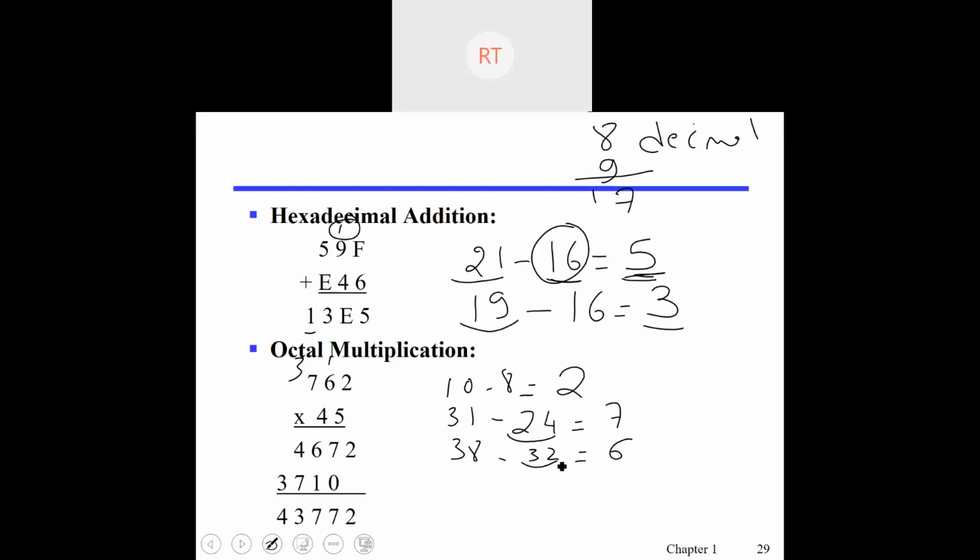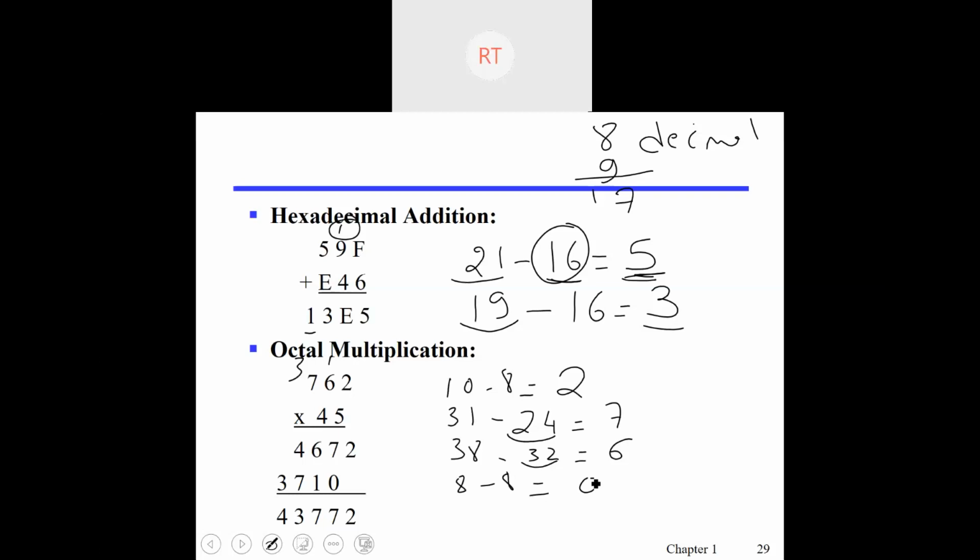Yes, it's 8. So we cannot write 8 in octal because the biggest number we could write is 7. Do you agree? So it's going to be 8 minus 8. It's a 0, carry 1. Right? So this is why I write a 0 and I have a carry 1.